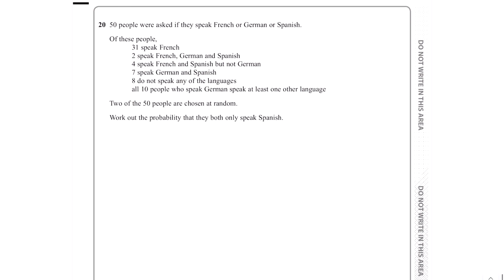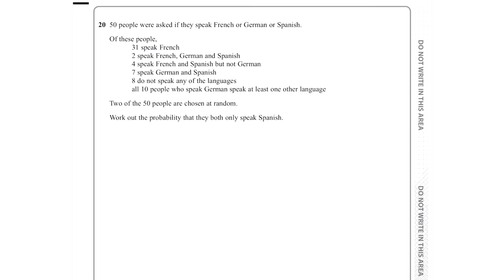So moving on to the next one, 50 people were asked if they speak French, German or Spanish. Of these, 31 speak French, 2 speak French, German and Spanish. Okay, they've given us quite a bit of detail there. 2 of the 50 people are chosen at random. Work out the probability that they both speak Spanish.